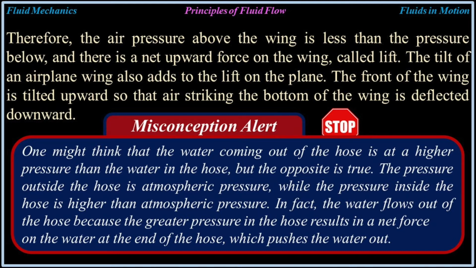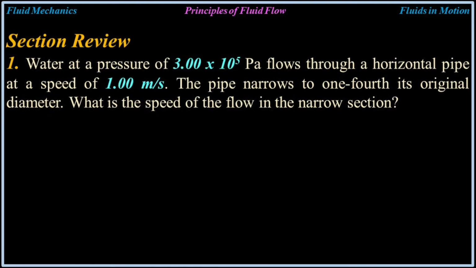Misconception: One might think that water coming out of a hose is at a higher pressure than the water in the hose, but the opposite is true. The pressure outside the hose is atmospheric pressure, while the pressure inside the hose is higher than the atmospheric pressure. In fact, the water flows out of the hose because the greater pressure in the hose results in a net force on the water at the end of the hose, which pushes the water out.